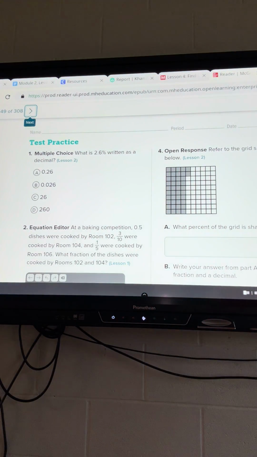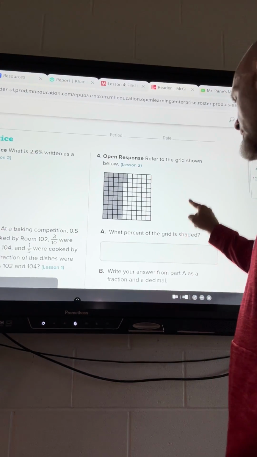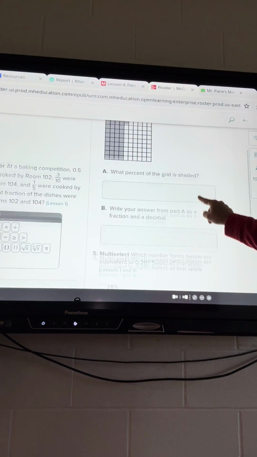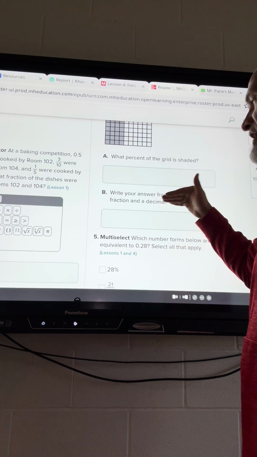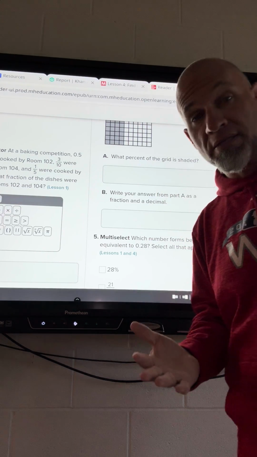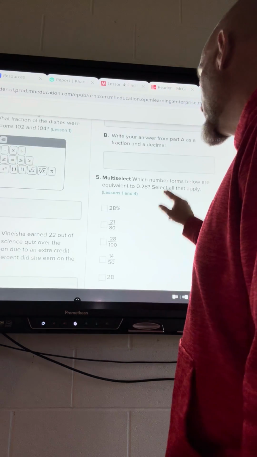All right, number 4, I'm not going to really help you with this one. This is a review. Fill in the grid. What's the percent of the grid that's shaded? And then write it as a fraction and a decimal. All right, so percent, fraction, decimal. They all will mean the same thing. They'll all represent the same number.